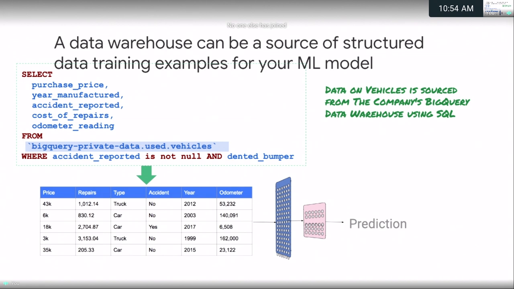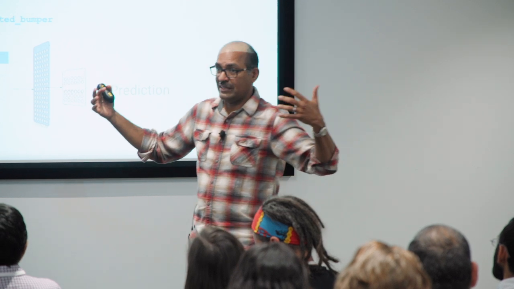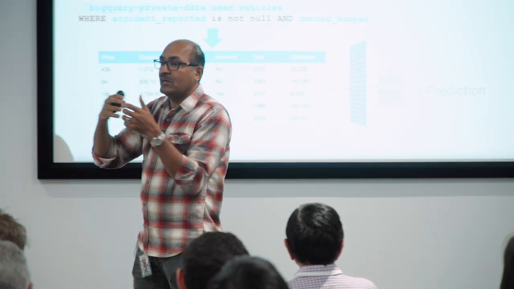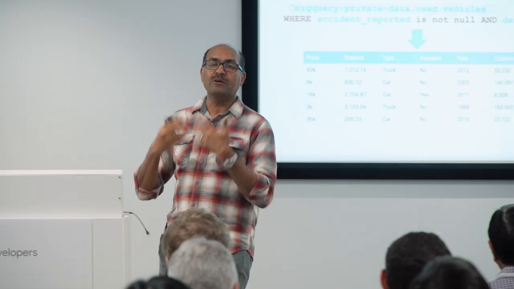So where does the data come from if you're going to be doing machine learning on structured data? Well, it's going to come from a data warehouse. And what I mean by a data warehouse is a centralized repository where you bring in data from all different parts of your organization. So you can join it, flatten it, and it's there. And because now you have all of the data, you can train your model on it.